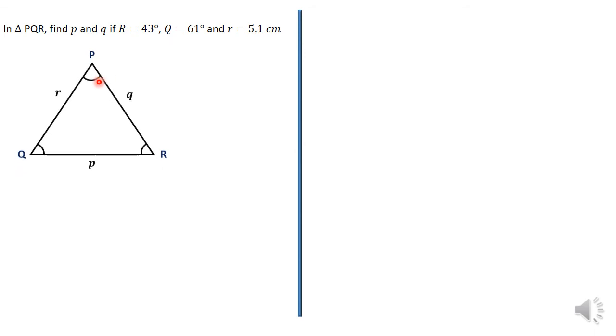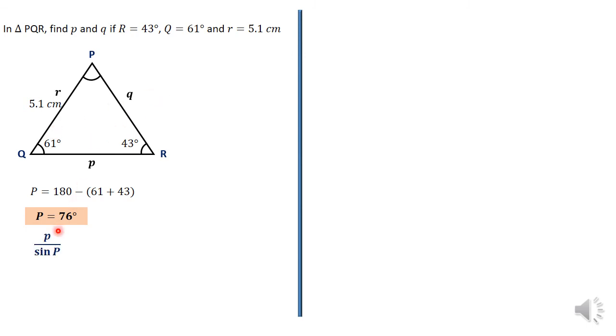And so we have the triangle there, PQR, and therefore we have 5.1 is small r, and capital R is 43, and capital Q is 61. Now please notice that P, that's the angle P, is simply gotten by 180 minus the sum of the two given angles, 61 plus 43, which gives us 76 degrees. So we have the three angles now. We have one side, and we have two sides to find out.